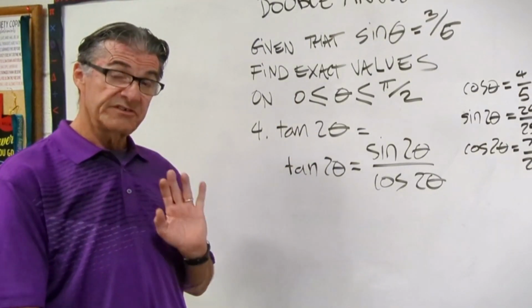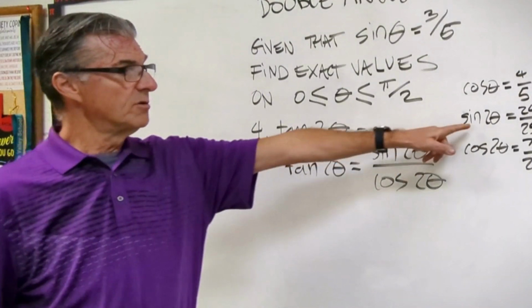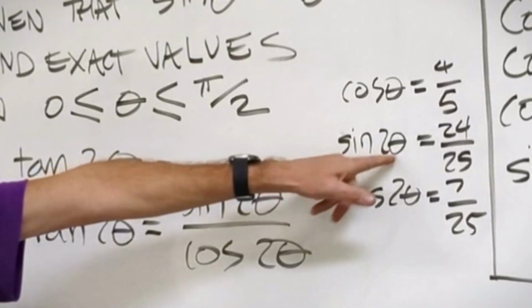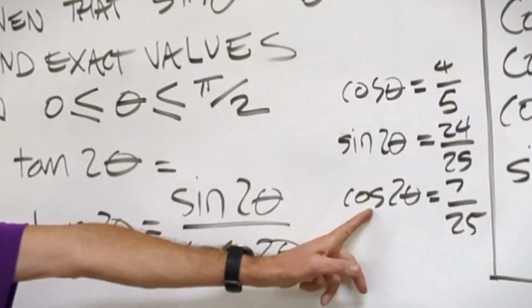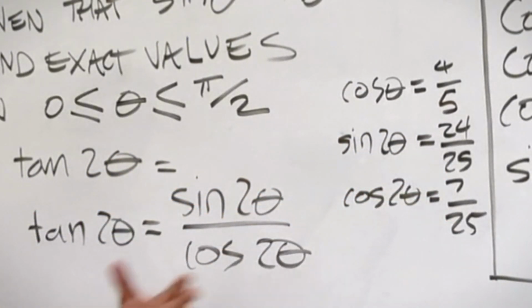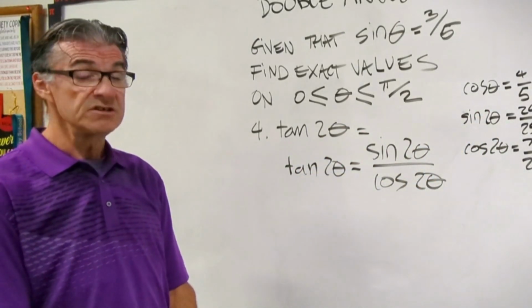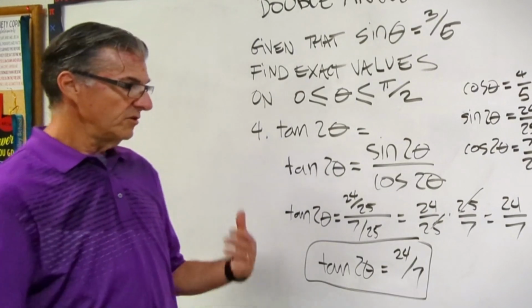Now, in case you were stumped, if you look back on the last 2 examples, you'll remember that we found the sine of 2 theta, which is 24 over 25, and we found the cosine of 2 theta, which is 7 over 25. So now all you have to do is plug these values into that equation and solve for tangent of 2 theta. All right, so here we did it.